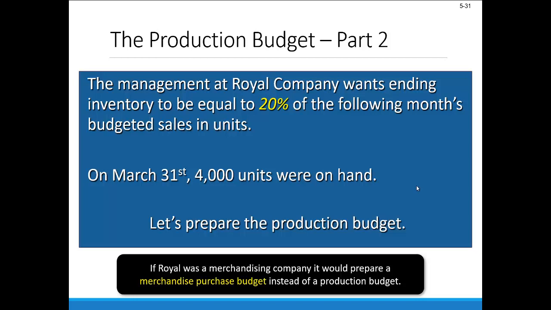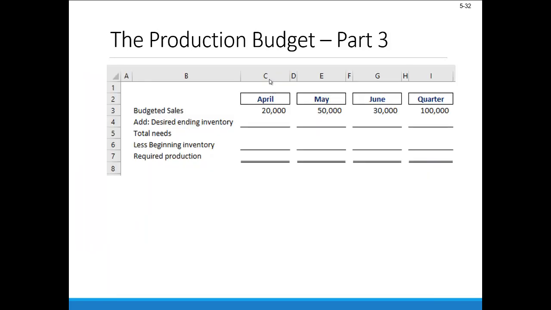Let's assume on March 31st that 4,000 units were on hand, and let's see what the production budget would look like for Royal here. Again, we'll lay out the 3 months in the quarter, April, May, June. Then we've got the quarter as a whole. The top line is budgeted sales, again, coming directly from that sales budget. So we already had come up with that estimate as part of the sales budget.